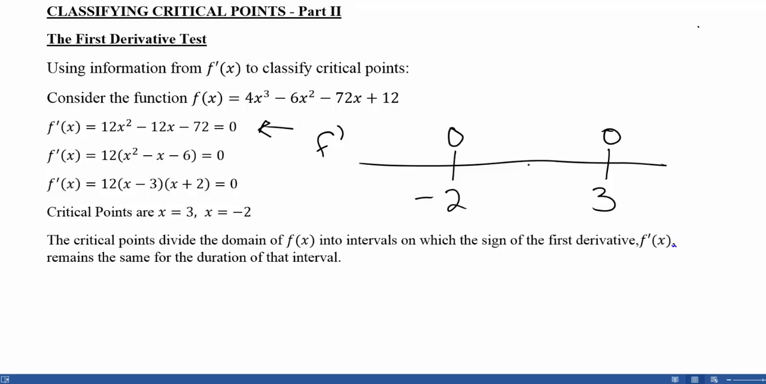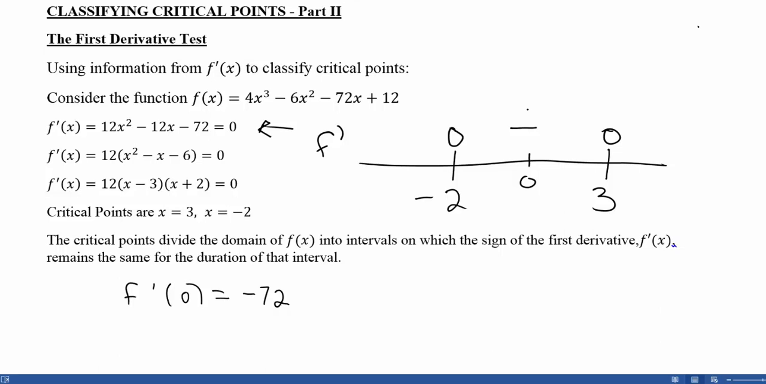A number that's between negative 2 and 3 is 0. I can pick any number between negative 2 and 3, but 0 is generally a convenient number to test. If I put 0 into my first derivative, I get 0 minus 72, so I get negative 72. That means all the numbers between negative 2 and positive 3 are going to be negative in the first derivative. So I know that my function is decreasing from negative 2 to 3 in the original function.